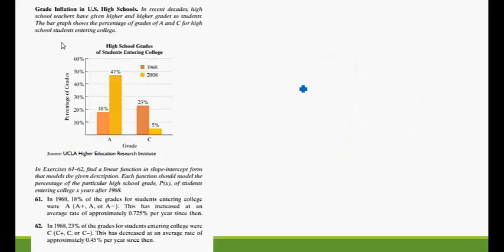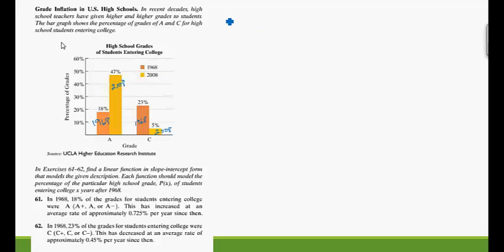Okay, in this next application problem, it's talking about grade inflation in U.S. high schools. In recent decades, high school teachers have given higher and higher grades to students. This bar graph shows the percentage of grades of A and C for high school students entering college. So you can see the dark orange is 1968. So in 1968, the number of students entering college with A's was 18%. And then in 2008, the number of students entering college with A's was 47%. In 1968, the number of students entering college with grades of C was 23%, but then in 2008, it was down to 5%.